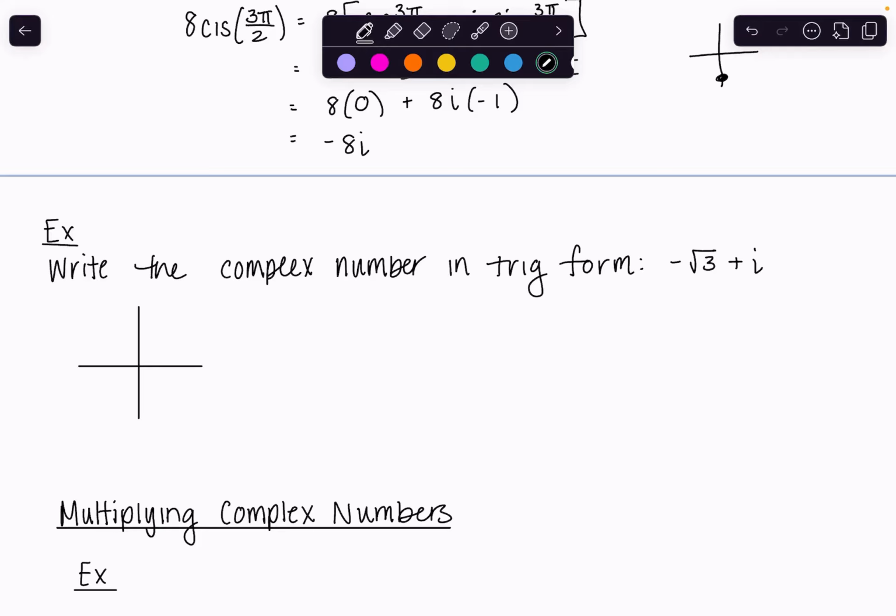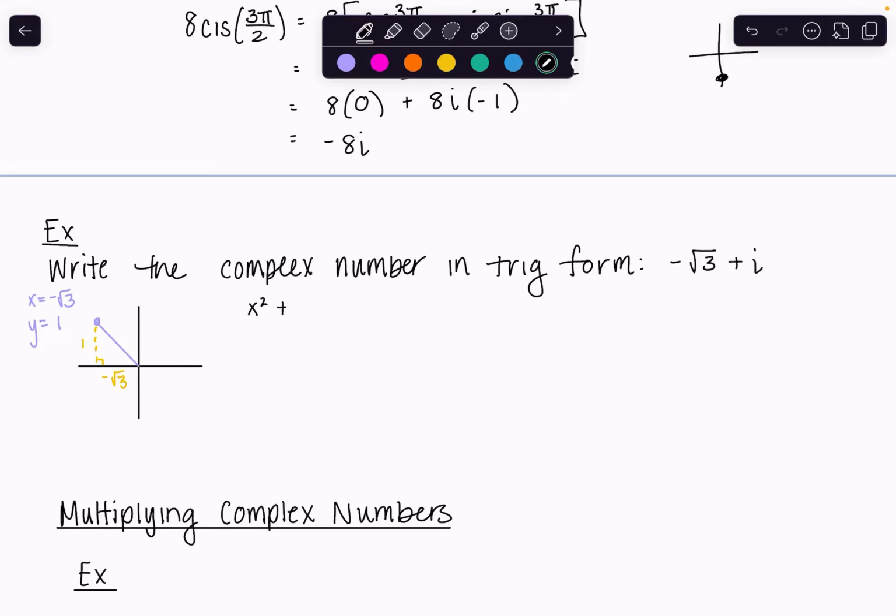So in this case, my x value is going to be -√3, and my y value is what's attached to i. It's +1. So this point's going to be somewhere in that second quadrant. Okay. If I do go ahead and draw a straight line down, this would be 1 and this would be -√3. So the very first thing I'm going to do is figure out what is r.